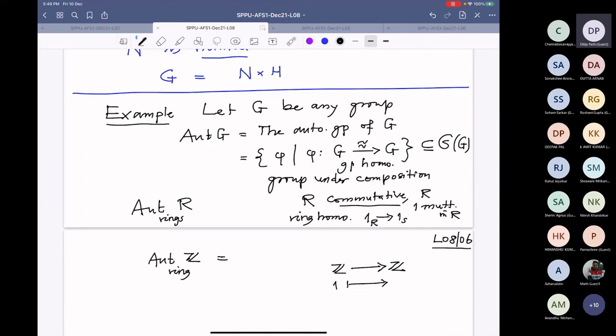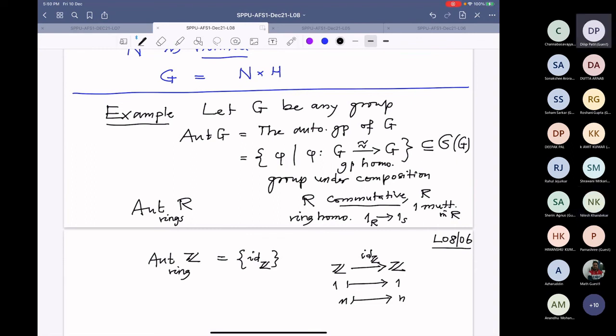And then where will n go? n goes to n. It's unique. So this map is the identity map only. So there is only one ring automorphism from Z to Z, namely the identity map of Z.